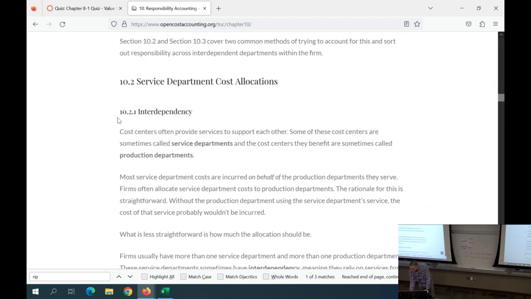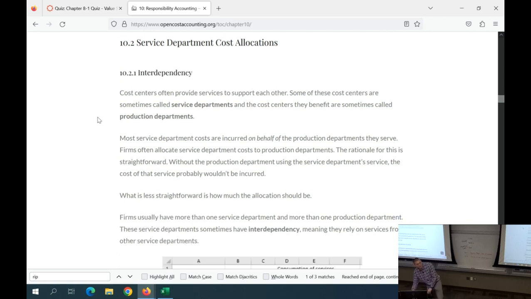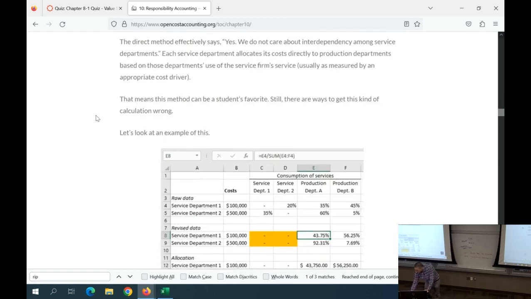All right, so let's talk about focusing on service departments. The fundamental premise of service department cost allocation, the fundamental question, is interdependency. The idea that service departments serve each other. The basic illustration here, let's go down to the illustration.